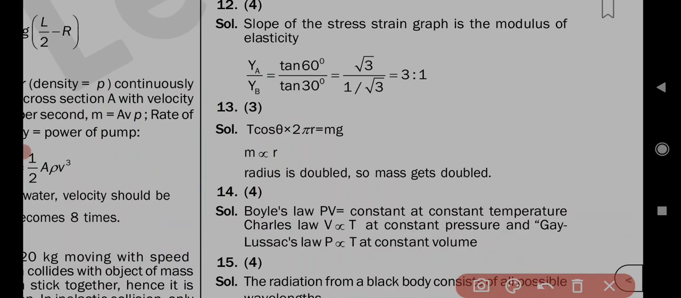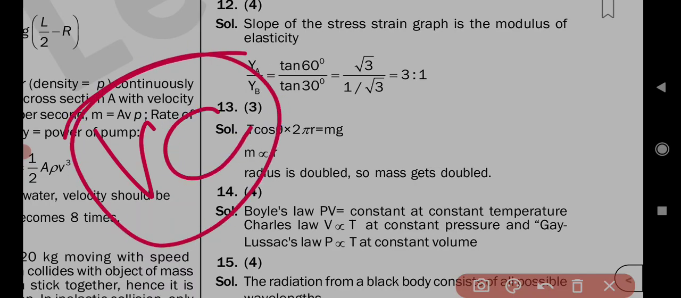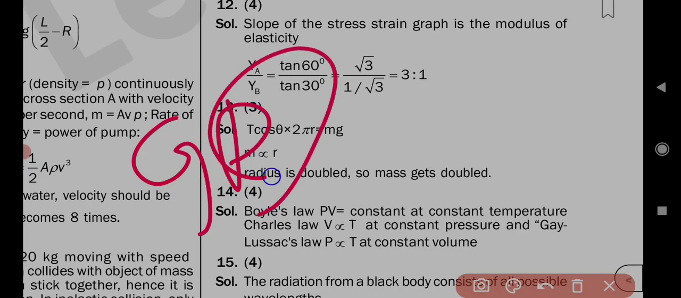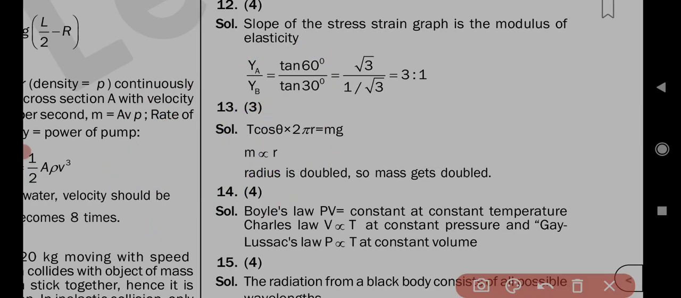So how to remember? People usually get confused about it. See, Charles' law: Charles, VC. V is for volume. Gay-Lussac, GP. Remember GP: G is Gay-Lussac, P is pressure. Okay, like this.